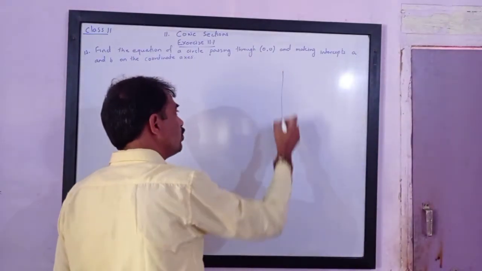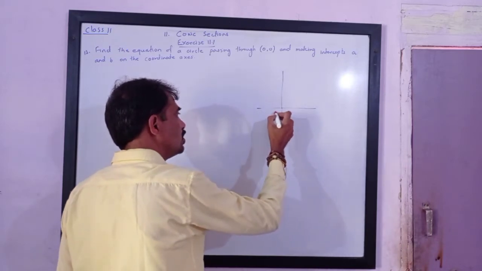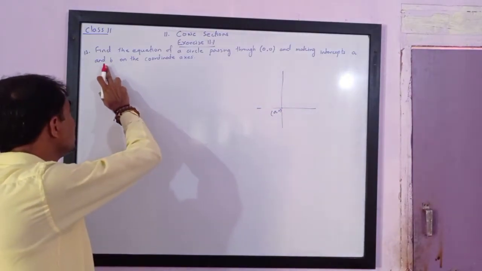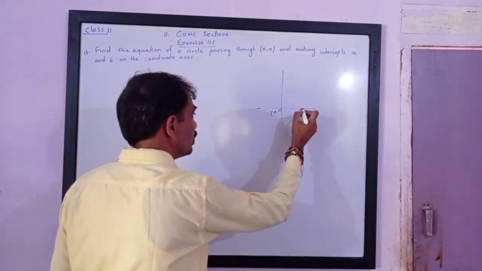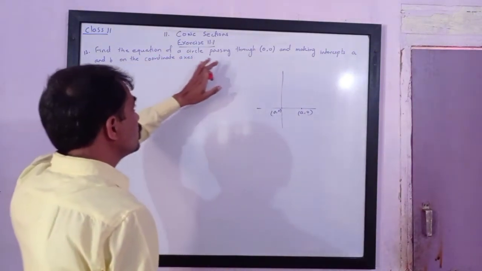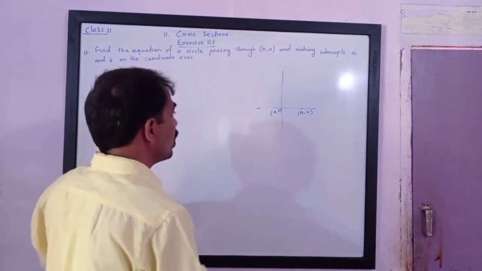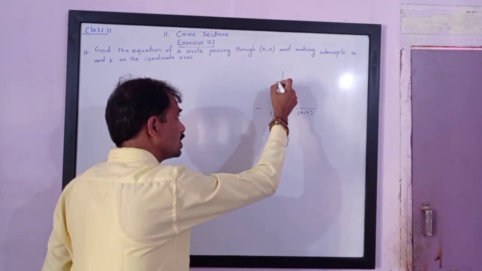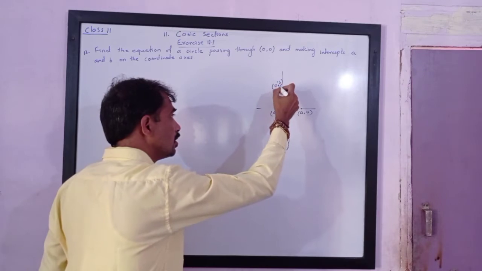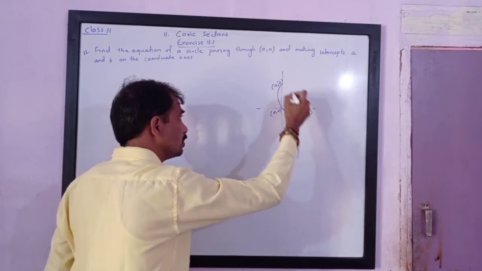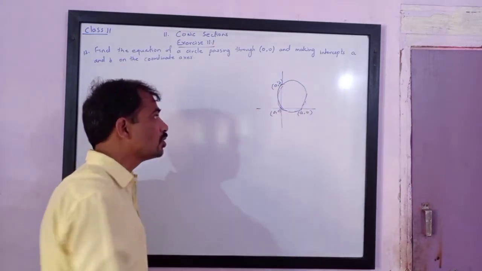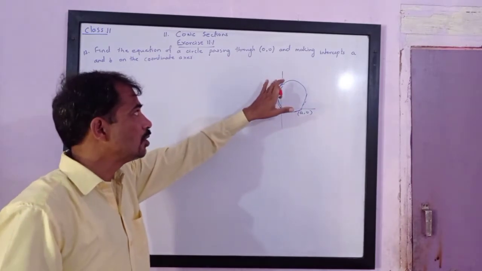This means we have to find the equation of circle which passes through origin (0, 0), and which makes an intercept with x-axis at (a, 0), which passes through (0, 0) and makes intercepts a and b on coordinate axis. So it cuts this axis at (0, b), and the circle is something like this. We have to find the equation of this circle which passes through (0, 0), (a, 0) and (0, b).